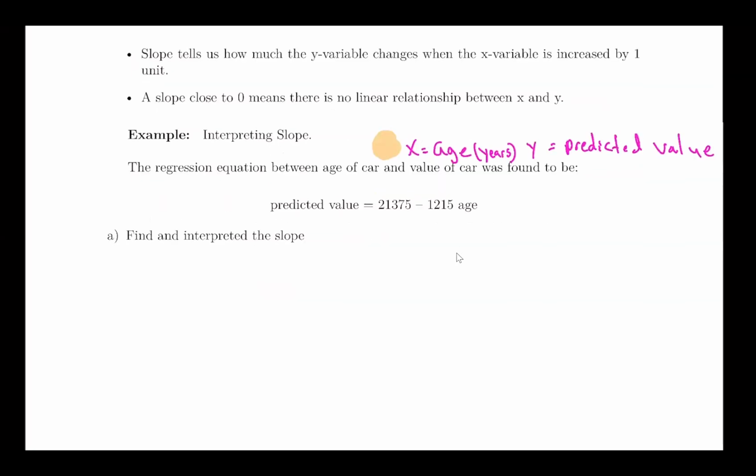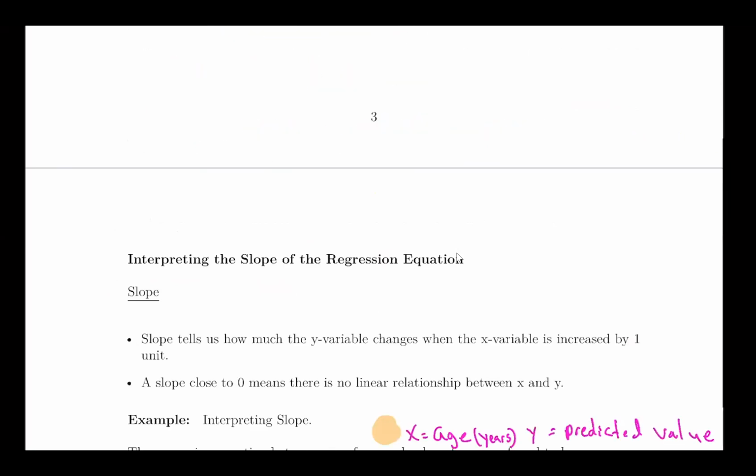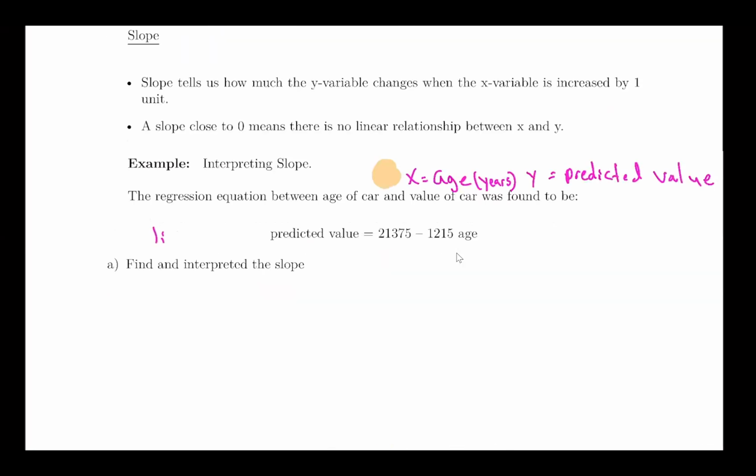So let's look at this linear regression line. This is our linear regression line. Let's first find the slope and the y-intercept. Which number is my slope? Remember, the slope is always near the x value. Yeah, 1,215. So we say the slope is negative 1,215.